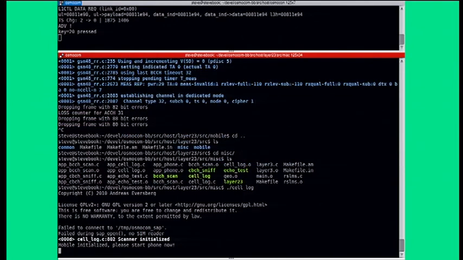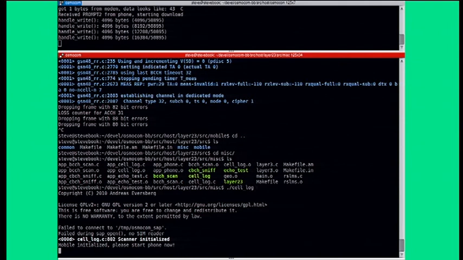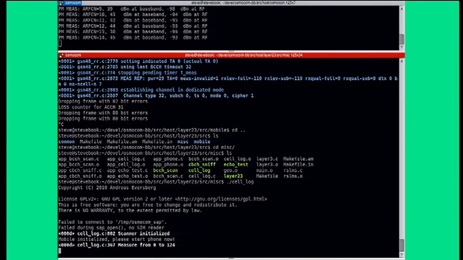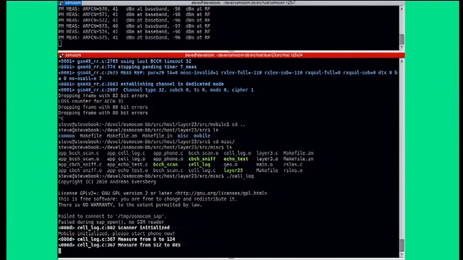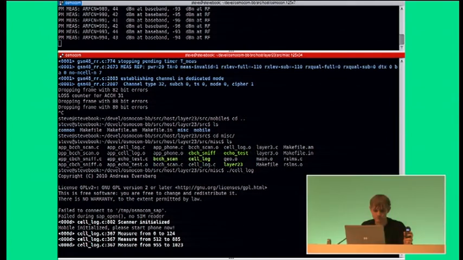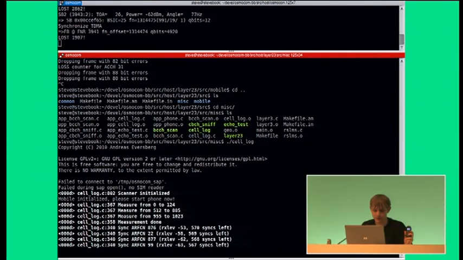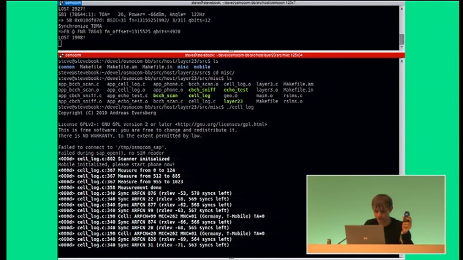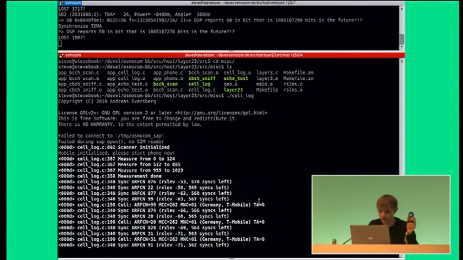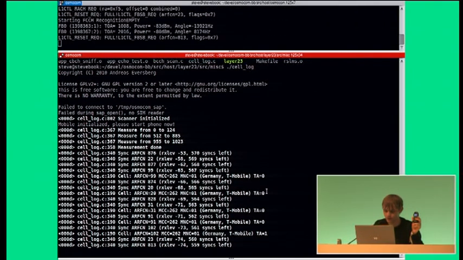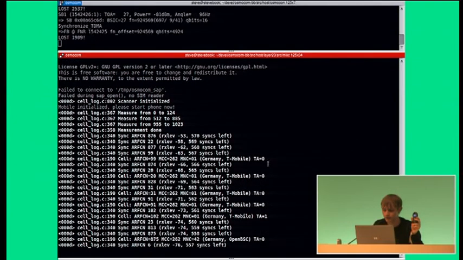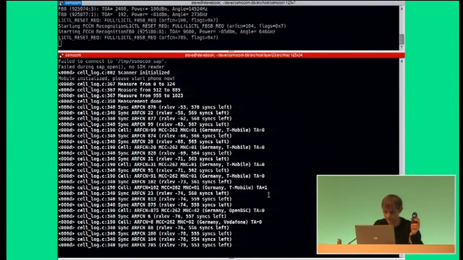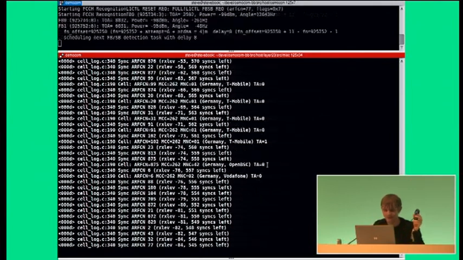Once again, same procedure, start up the phone. Now it does the initial power measurement just like before. And now it tries to synchronize to all RFCNs found. And there you see, that's the first cell, a T-Mobile cell. It has a timing advance of 0, which is 0 to 500 meters away. Which is not too surprising, given that we are at a very central location in Berlin.